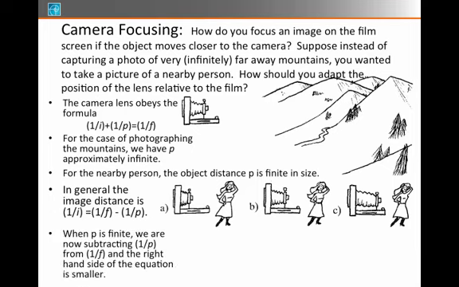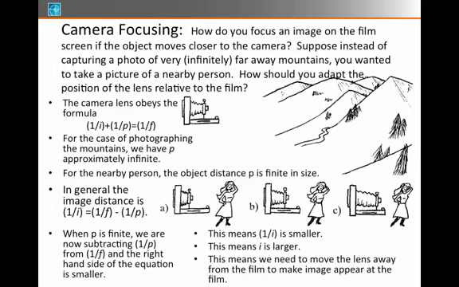When p is finite, we're now subtracting a finite number from 1/f, and the right-hand side of the equation gets smaller. This means that 1/I, the left-hand side of the equation, will get smaller, and therefore I is larger. This means we need to move the lens away from the film to make the image on the film appear sharp. And so the correct answer is C. We want to make the camera extend outward, the lens further away from the film.